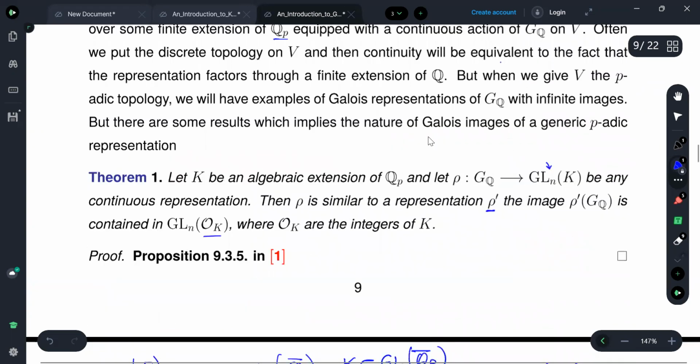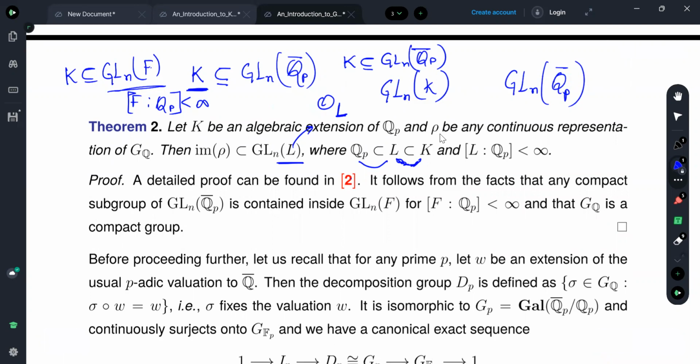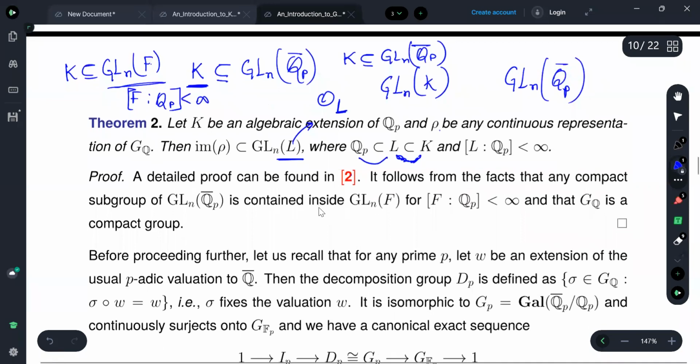And since this Galois group is compact and we are considering a continuous representation, the image will be compact and hence it will be contained inside a finite extension. So that will be the proof.